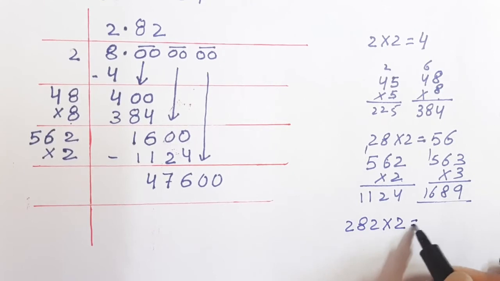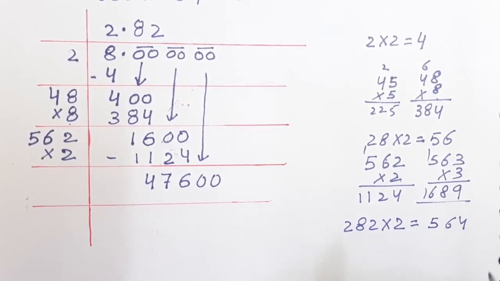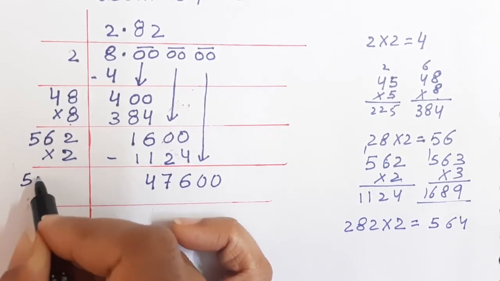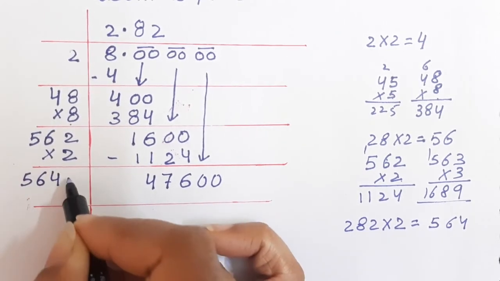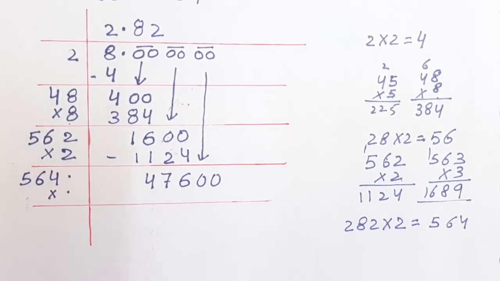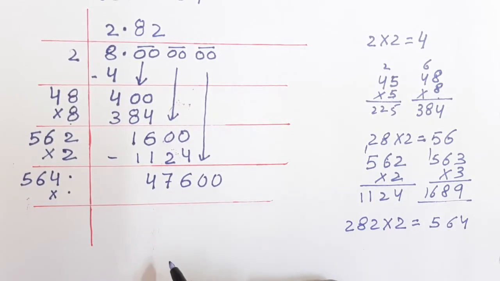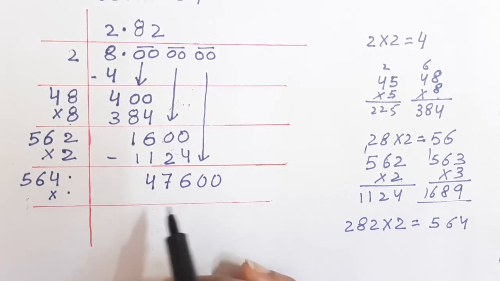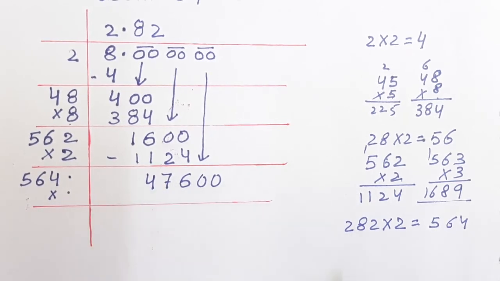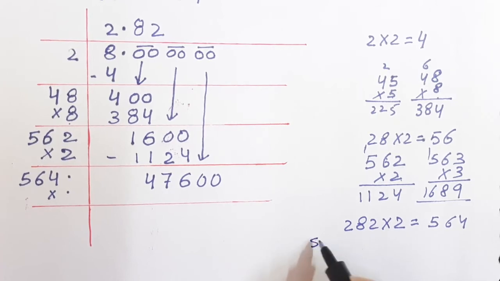So that is equal to how much? 2 2s are 4, 8 2s are 16, then 2 2s are 4 and 1 is 5. So 564. Then again we'll multiply with the same number so that I'll come closer to this 47600. So let us choose a little big number because it seems to be a big value here. So I will try with the number, let us say, 5, 6, 4 and 8.